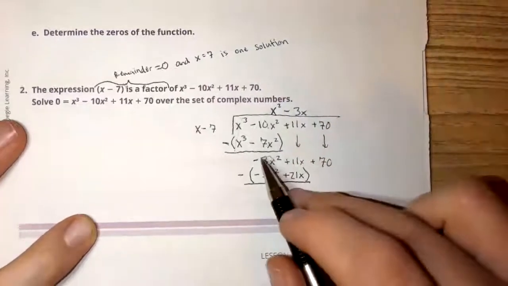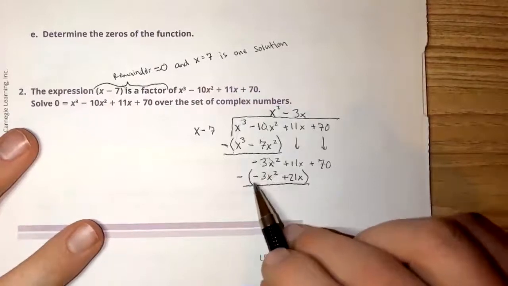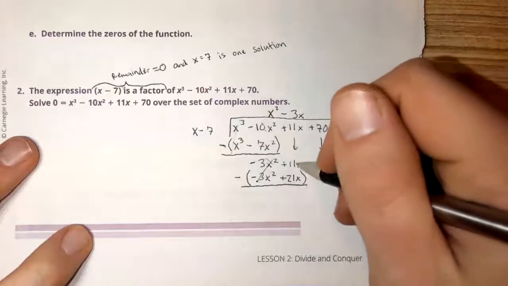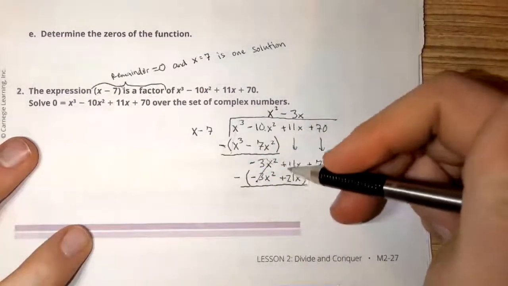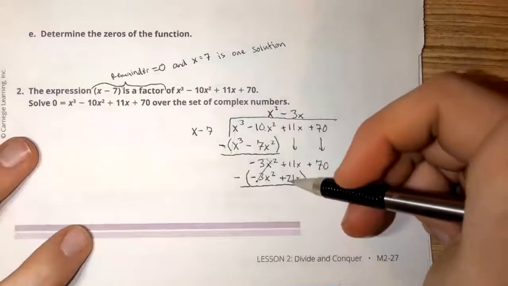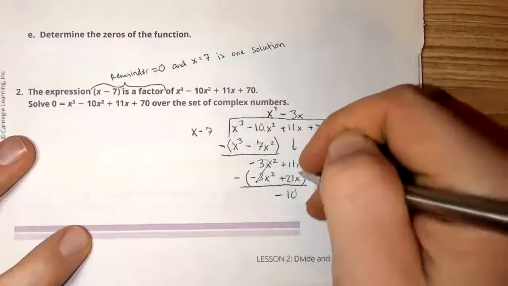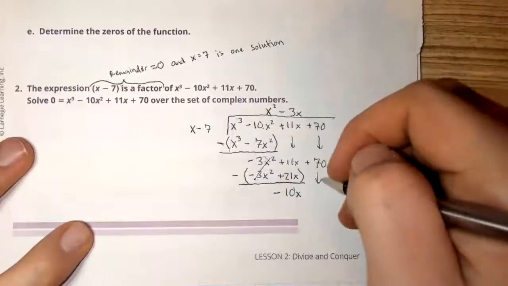Okay, negative 3 minus negative 3. That's the same thing as saying negative 3 plus 3, which is 0. 11 minus 21. So I'm definitely just subtracting on that one. 11 minus 21 is negative 10. And these ones have the single x. Drop down the 70 one more time.